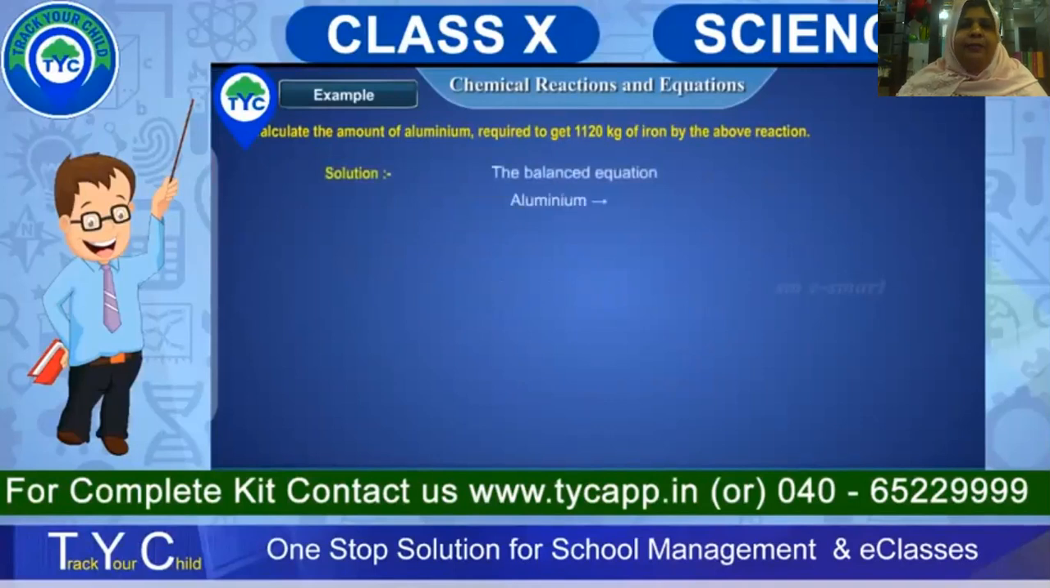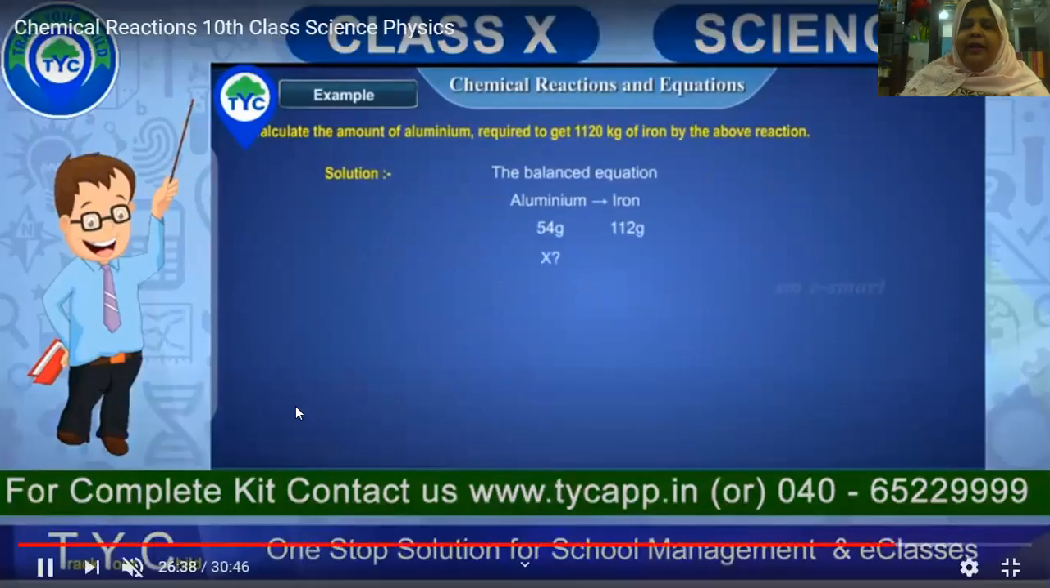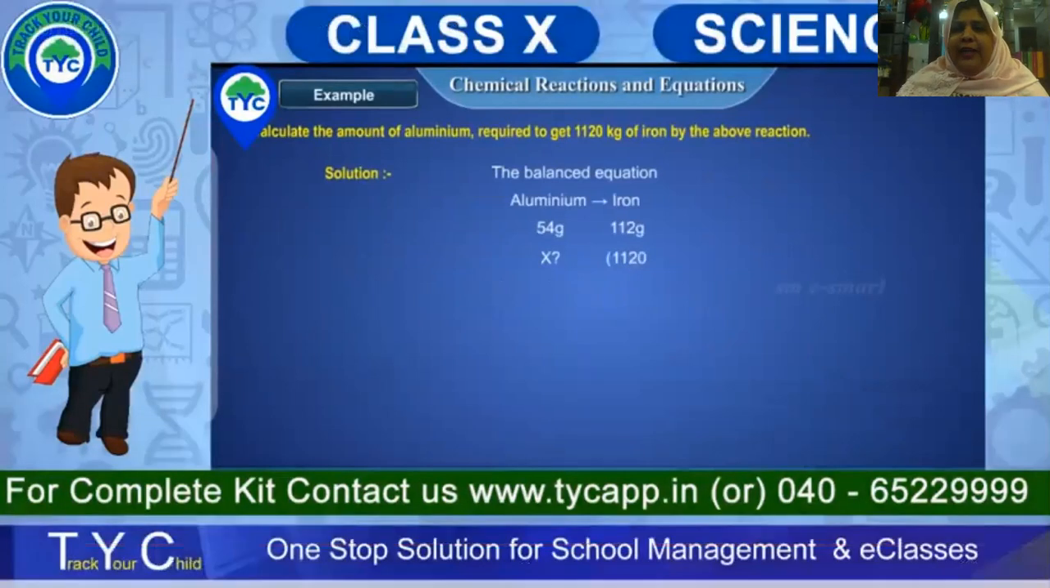So calculate the amount of aluminum required to get 1120 kg of iron by the above reaction. If we require 1120 kg of iron, then how many units of aluminum has to be taken? Now if you balance this equation, what we are doing is 54 grams of aluminum, and we are taking 112 grams of iron.